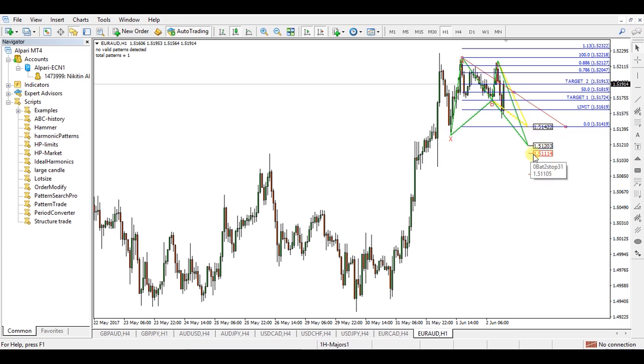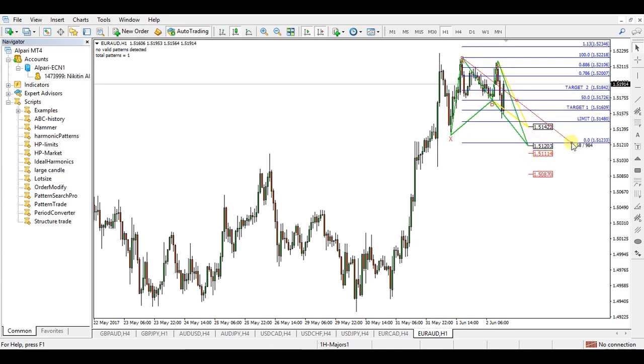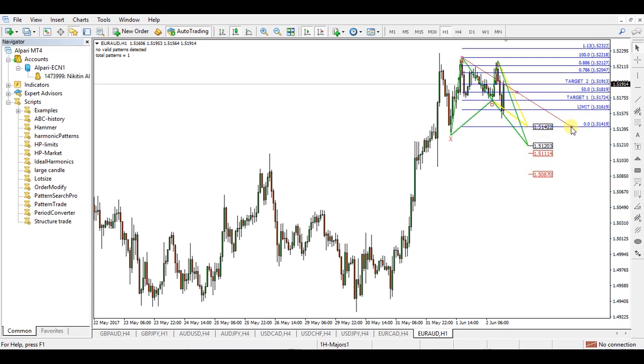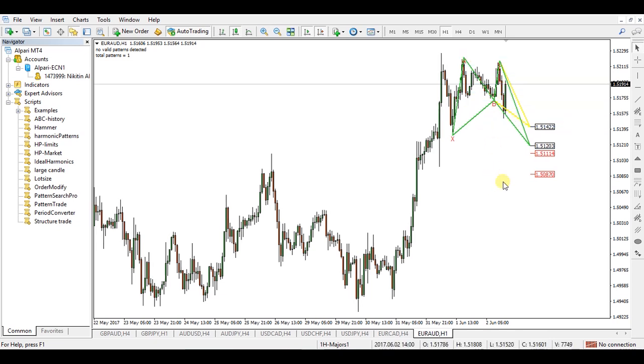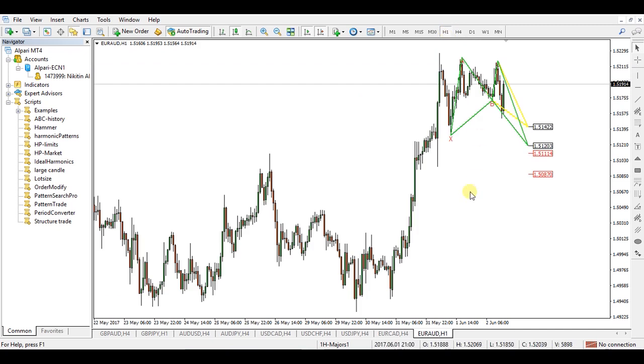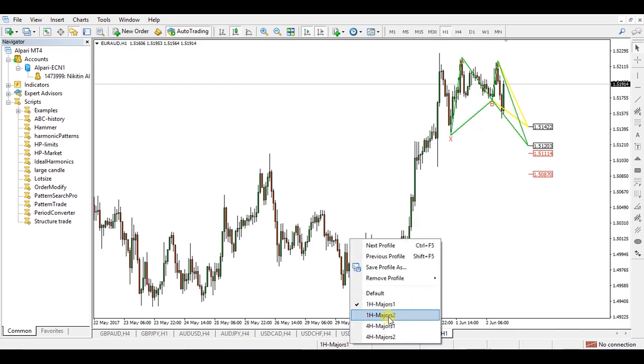This is the entry, the stop, and in case for alternative bet, this will be the entry and this will be the stop. Target 1, target 2. Okay, so looking for this pattern to complete on 1 hour, nothing 4 hour. Well, let me switch to another set of majors.